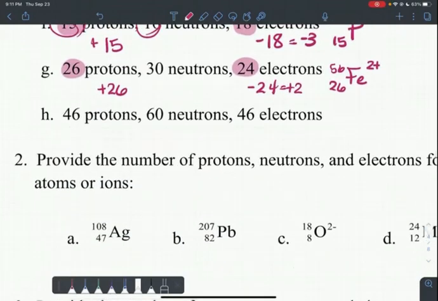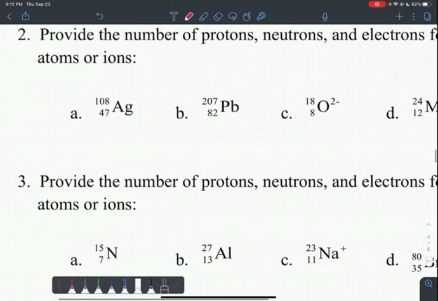Okay. The last one is 46, so that's palladium, Pd. And we have 46, and we're going to do 46 plus 60, and that's going to give us 106. But we're going to look, we're going to say we have equal numbers of protons and electrons, so we are uncharged. Okay, not too bad.